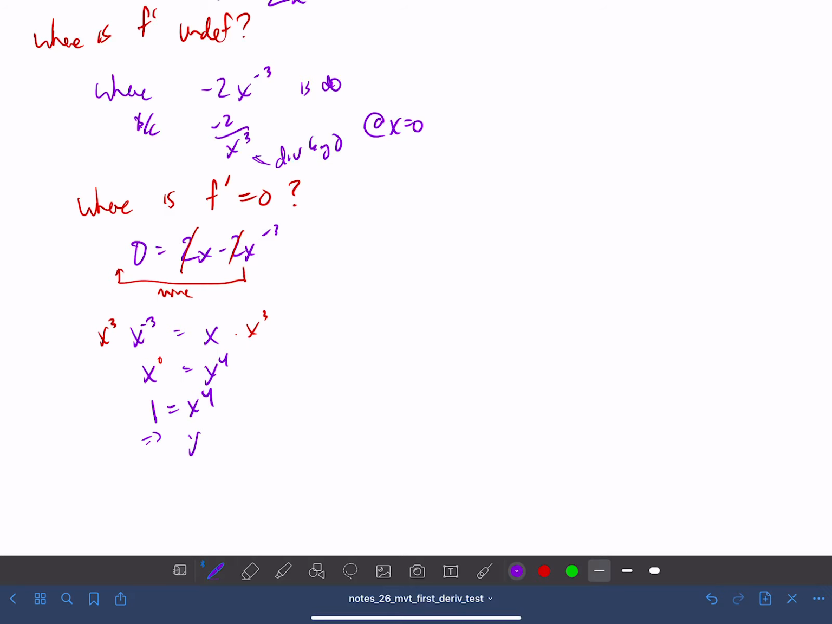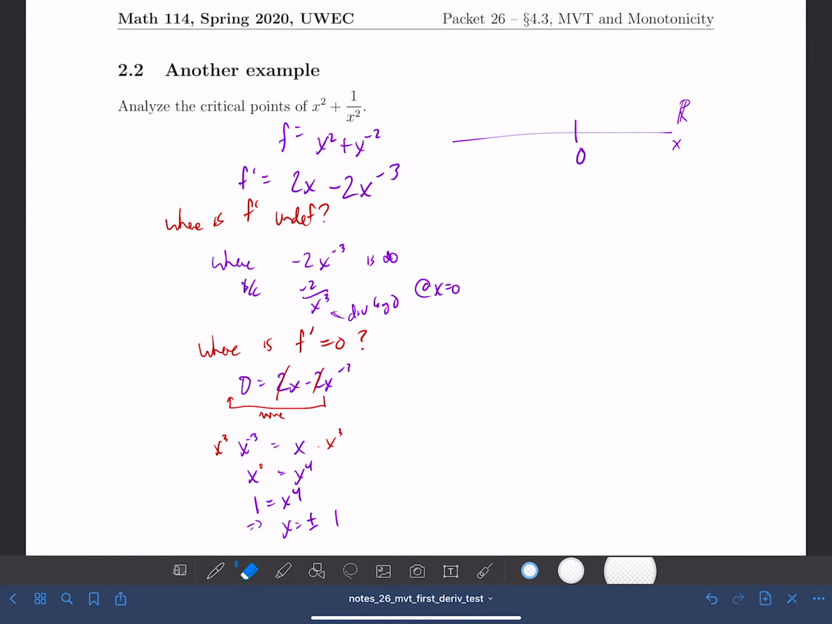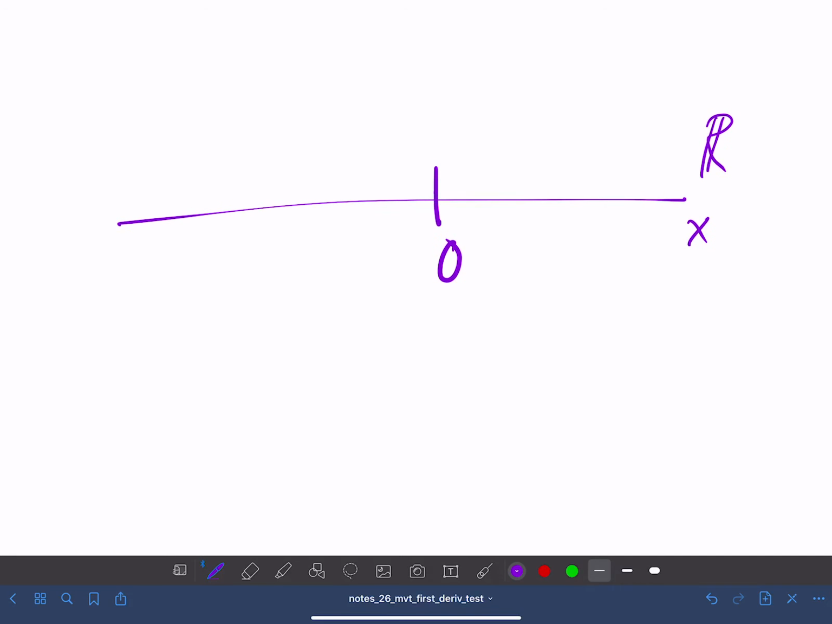But x to the 0, that's just 1. So I have x equals positive or negative square root of 1. Actually, it's the 4th root of 1. There's some complex roots here. I don't think that's really helpful. So I have positive and negative 1. So I'll add those to my number line.